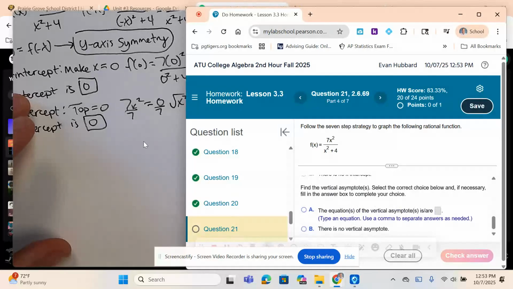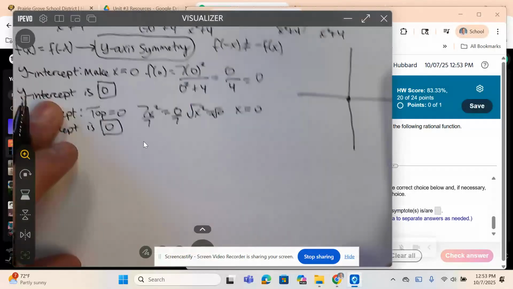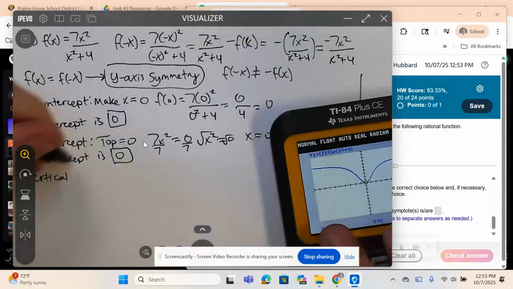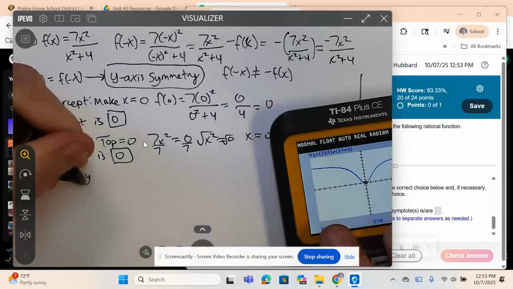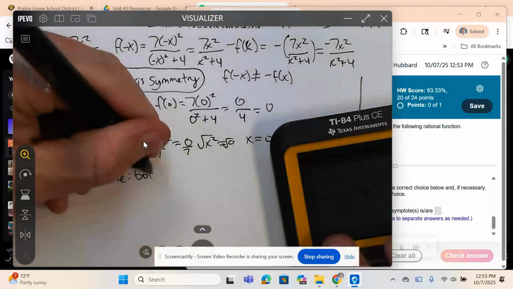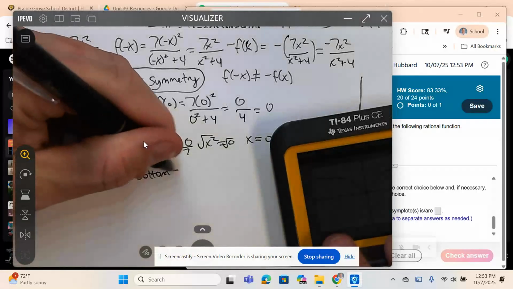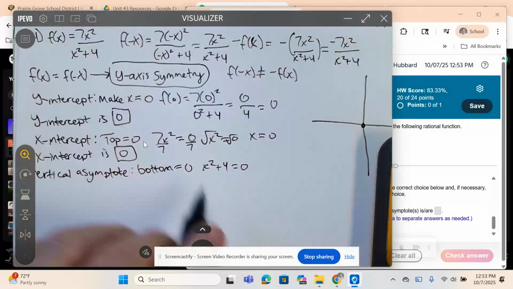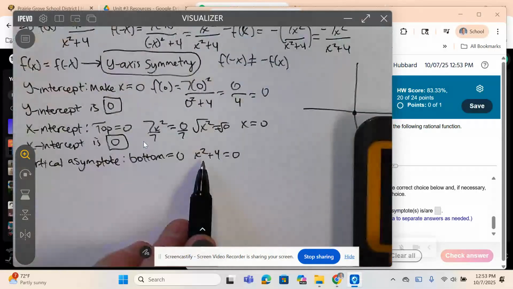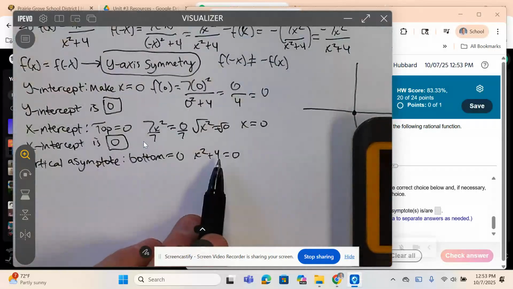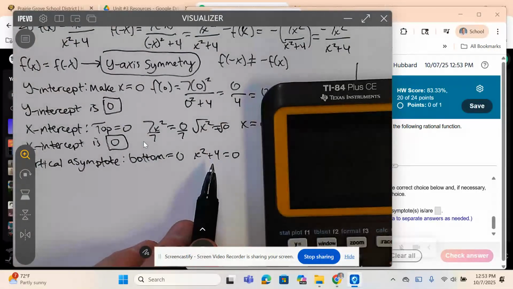Vertical asymptotes. Now, we could cheat a little bit. Y'all remember yesterday? Make the bottom equal 0. Now, this time, I have x squared plus 4 equal to 0. Y'all remember playing this game yesterday? What can I square and then add 4 to it that will ever be 0? Nothing. It does not have a vertical asymptote.